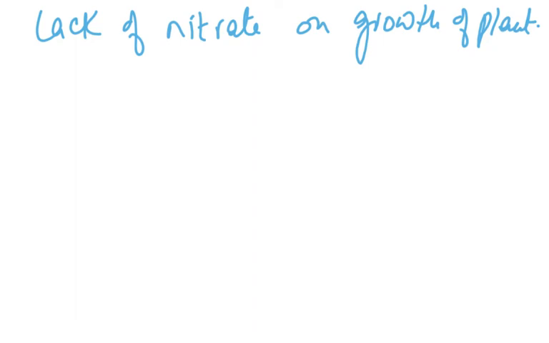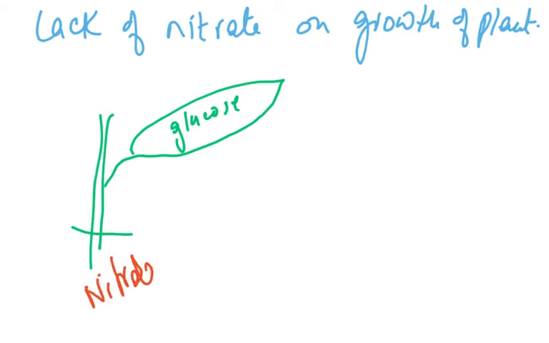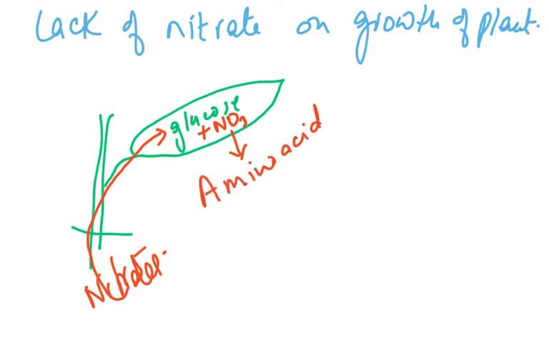Now, what we need to understand is that a leaf, when it photosynthesizes, can make its own glucose. But what it needs is nitrates from the soil. What happens is that the nitrates are added to the glucose molecule, and this results in the formation of an amino acid. And then these amino acids are converted to proteins.